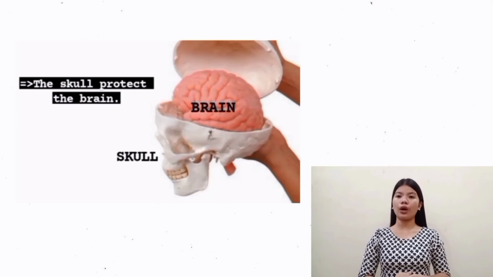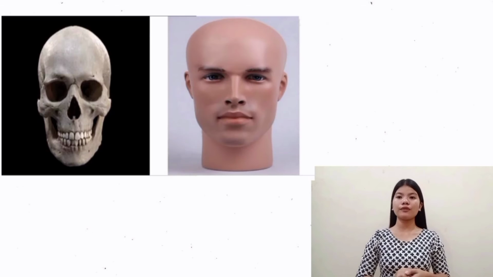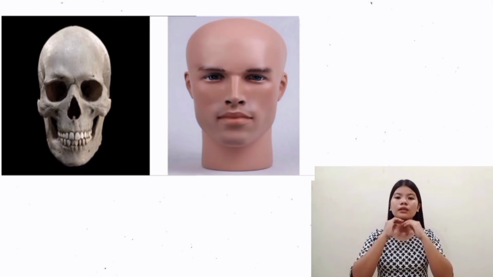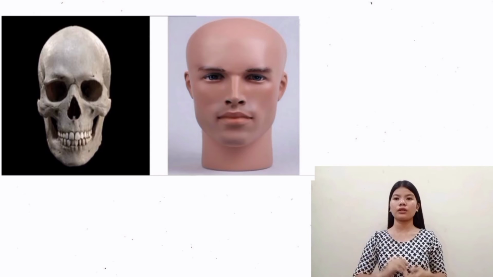Let us begin with the skull. The skull protects the delicate organ in our head, which is the brain. The skull also gives shape to the head. The rounded forehead, pointed nose, square jaw, and high cheekbones are shaped by the skull. The rib cage.